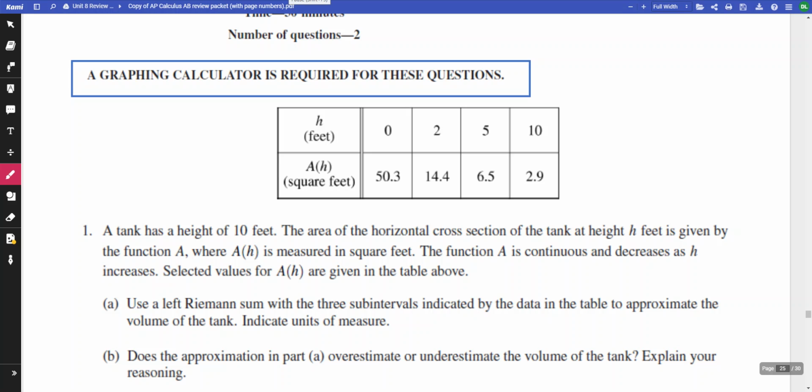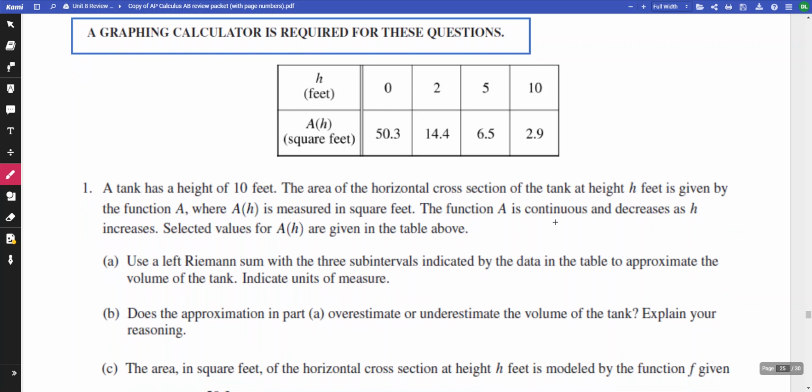Okay, so let's have a look at a free response question with the calculator. So here we have a table and it talks about a tank having a height of 10 feet. Area of the horizontal cross section of the tank at height h feet is given by a function, measured in square feet, A of h. So I don't know what my tank necessarily looks like. I just know that I've got some sort of tank, right?